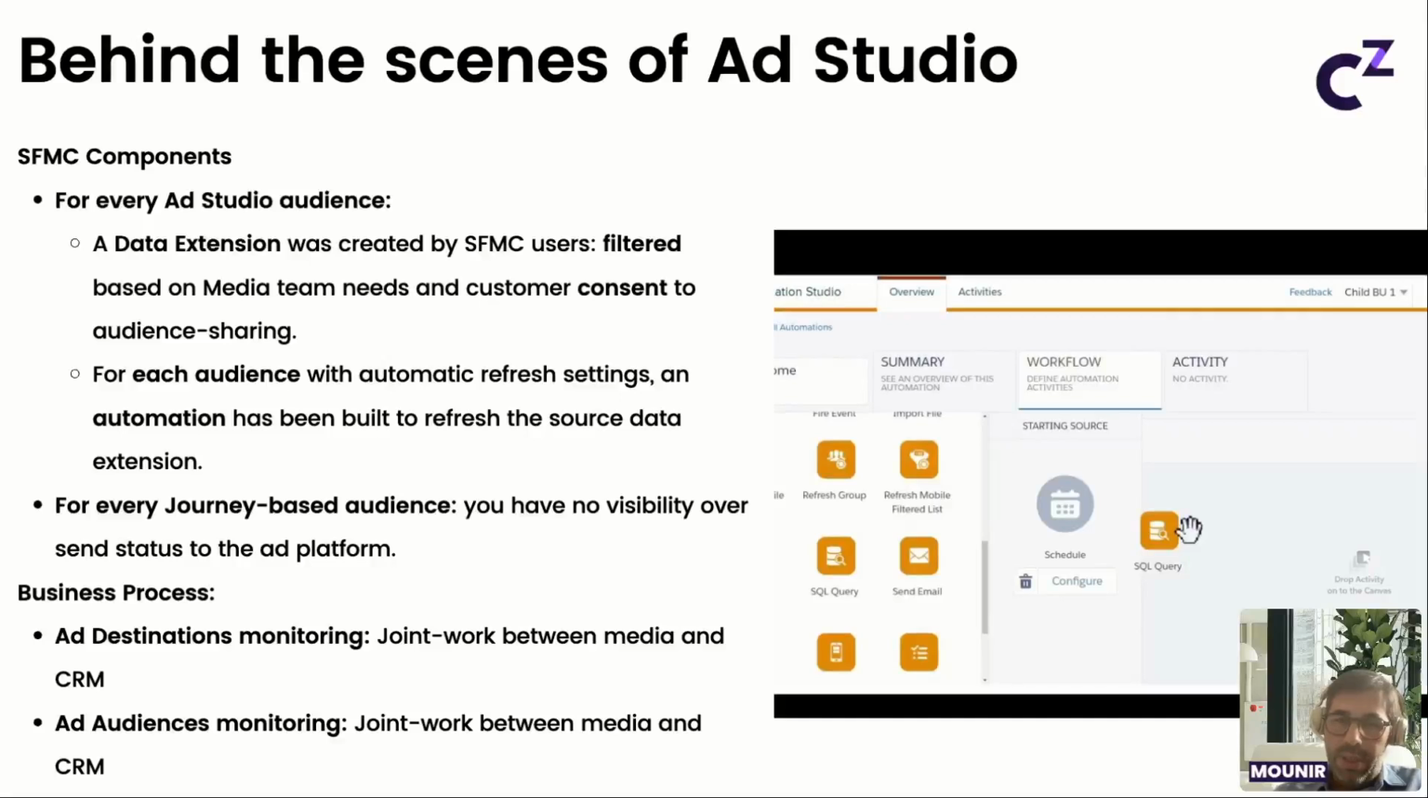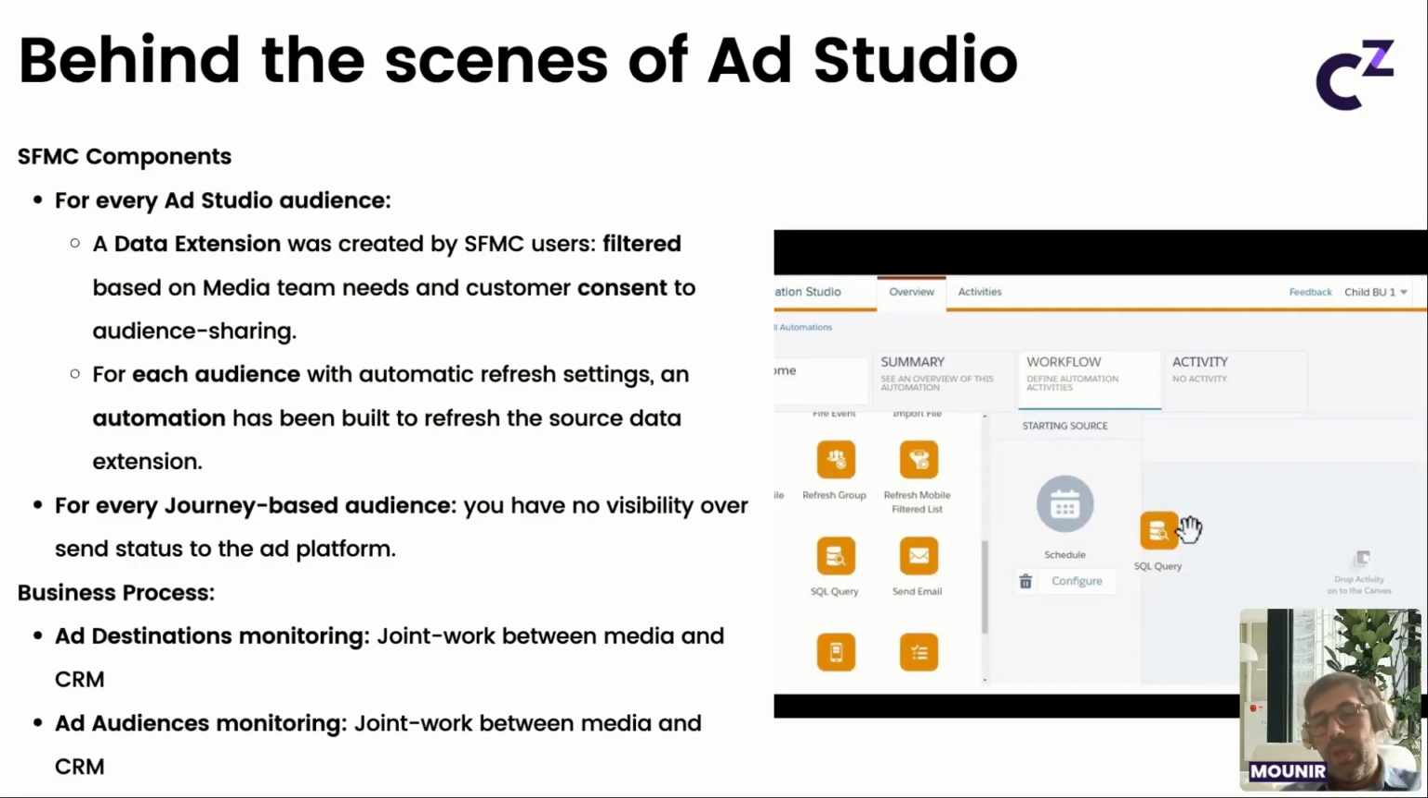Now let's talk about the business process. When we're working with Advertising Studio, there are two things to consider: the ad destination monitoring and the ad audiences monitoring. When you connect Advertising Studio to Facebook Business Manager, for example, the connection must be up all the time if you want to push audiences and refresh them. And sometimes the connection can break because it's based on the credentials of a user that left, because the API changed, there can be lots of reasons, or the ad account changed, anything.